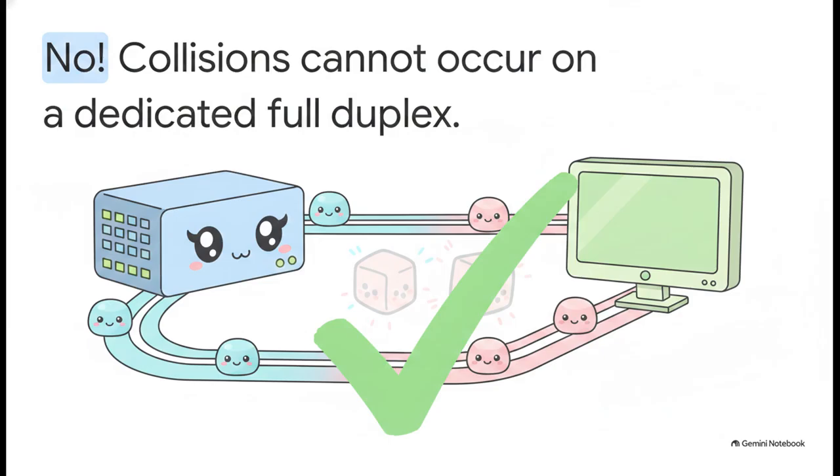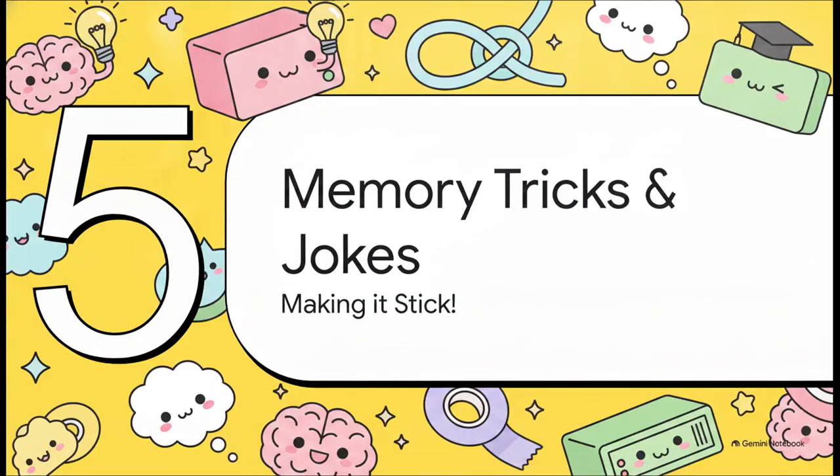It's a bit of a trick question, to be honest, because it tests your core understanding. If you are on a dedicated full duplex switch connection, it is physically impossible to have a collision. You have your very own lane for sending and your own separate lane for receiving. No collisions mean you absolutely do not need the collision detection rules. It's that simple. Section 5, Memory Tricks and Jokes, Making It Stick.